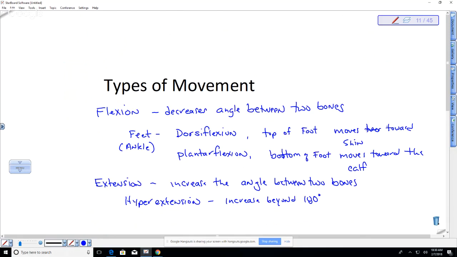Are we still talking about the foot ankle area? No. Okay, you're just saying. So I'm talking about like leaning your head back. That's actually hyperextension because I'm increasing the angle.